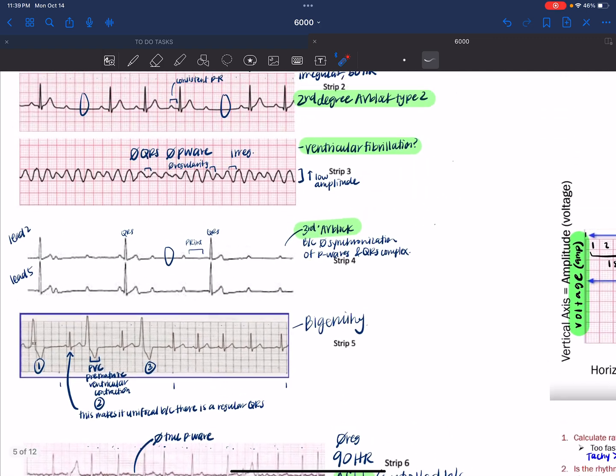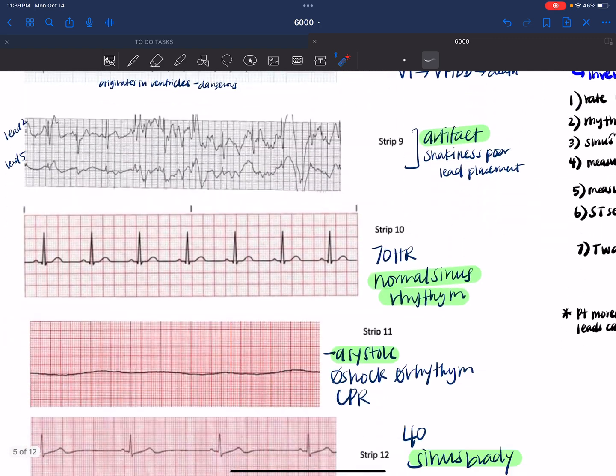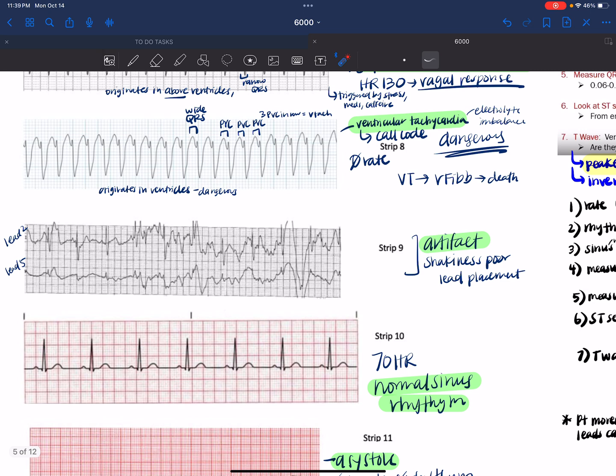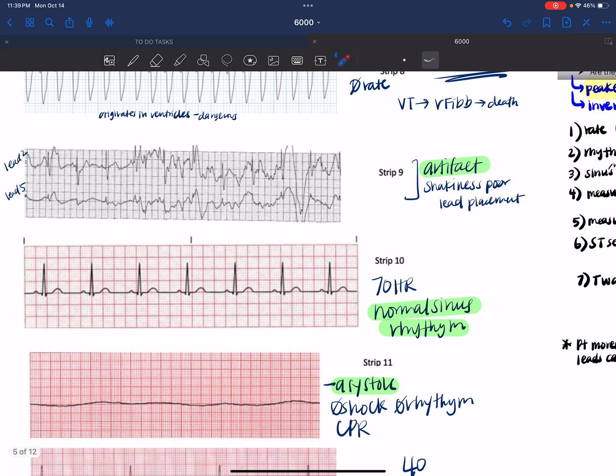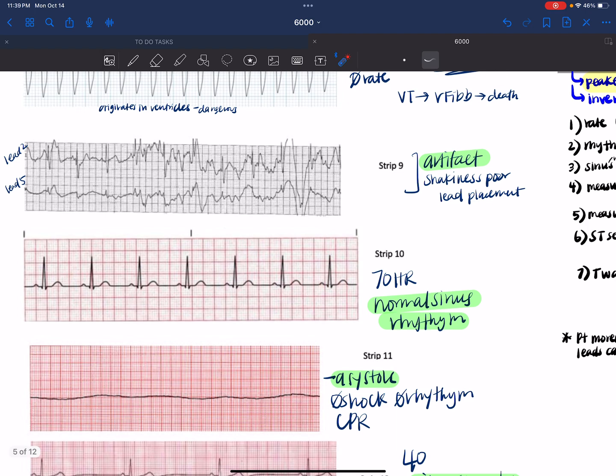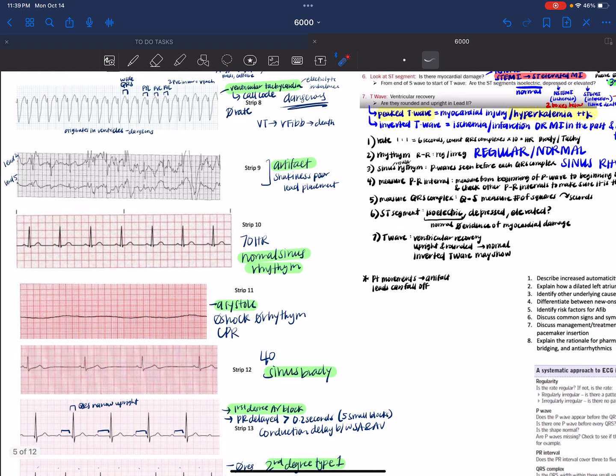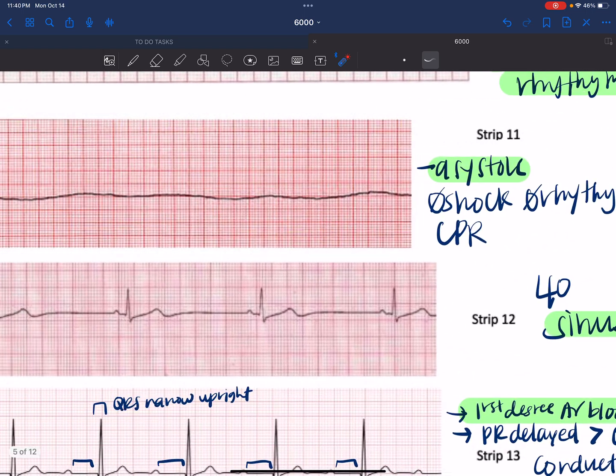And now let's look for this. This is artifact. It's when everything is going everywhere and you don't know what is going on. Shakiness, poor lead placement. Normal sinus rhythm. Is this a P wave? You can see a QRS, you can see a peak T. The T looks kind of big, but we'll see. Sinus bradycardia: you see the R to R's are far away from each other, but technically it's a regular rhythm.